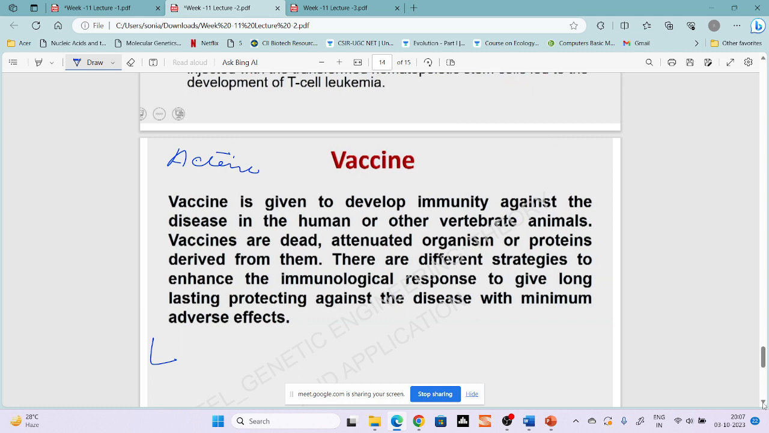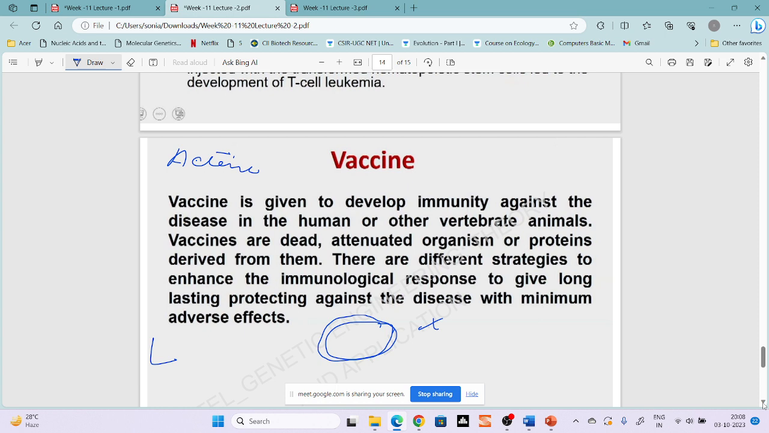So for the production of vaccines, there are different strategies that have been used. Suppose the antigen is a bacteria, responsible for producing a disease X. You want to make a vaccine against this bacteria. So what I can do is either kill this bacteria and then inject it into the person to create immunity.